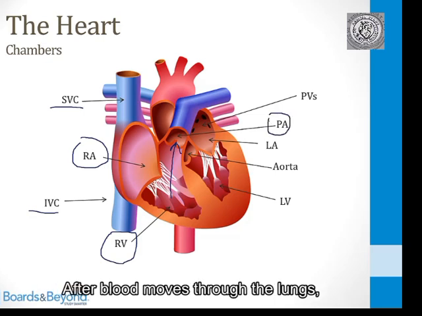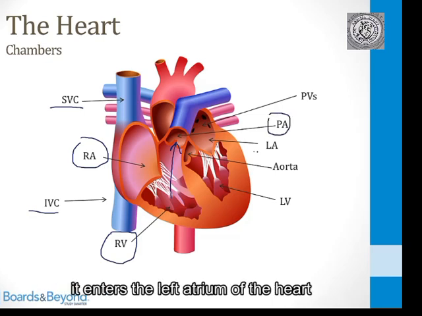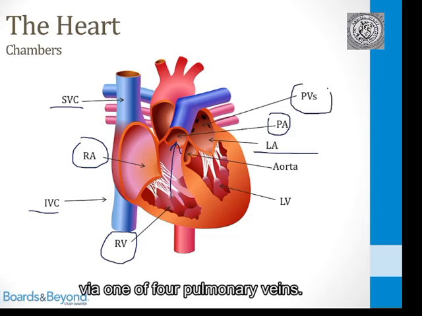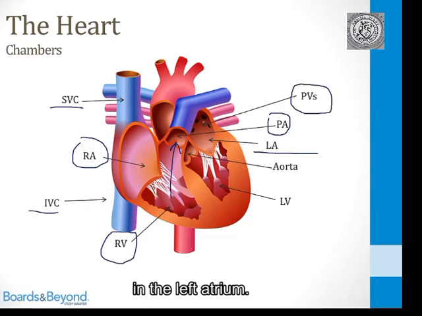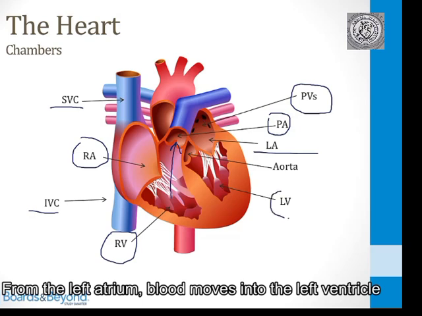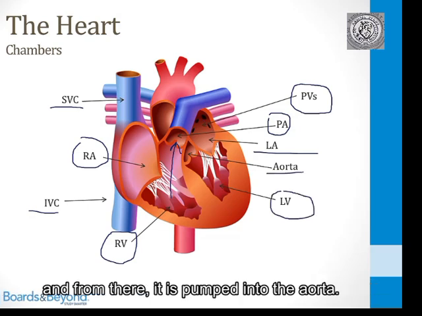After blood moves through the lungs, it enters the left atrium of the heart via one of four pulmonary veins. You can find the entrance to the pulmonary veins in the left atrium. From the left atrium, blood moves into the left ventricle, and from there it is pumped into the aorta.